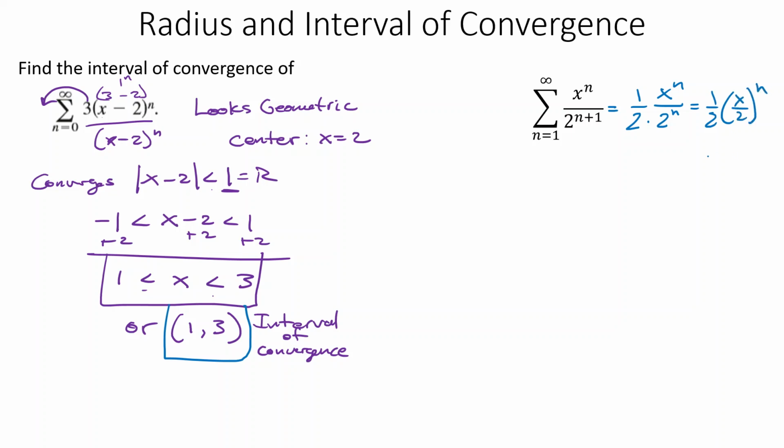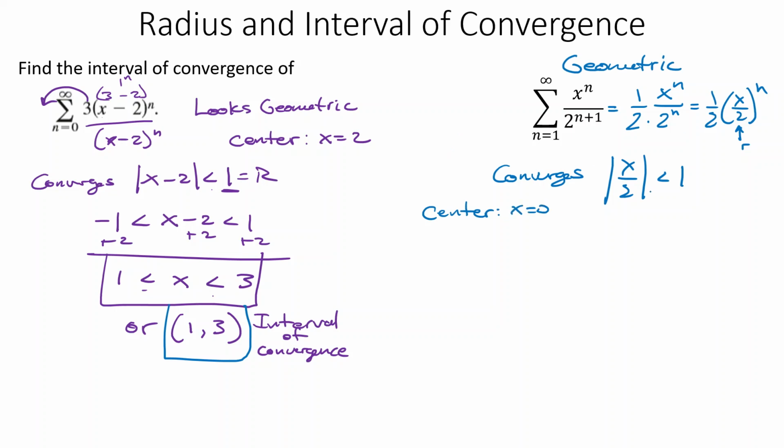And now it's a geometric, right? This is our r right in here, lowercase r, different from big R. All right, so that means this will converge whenever the absolute value of x over 2 is less than 1. And it is actually centered, so we treat this as a geometric. Its center is, well, we just have x, so that means x equals 0 is our center.